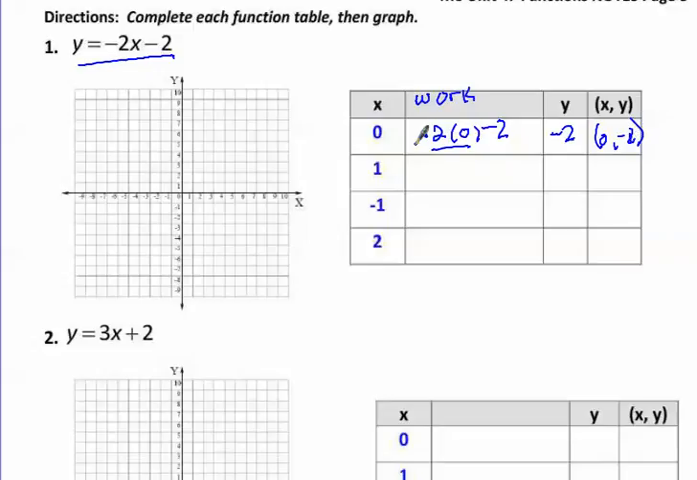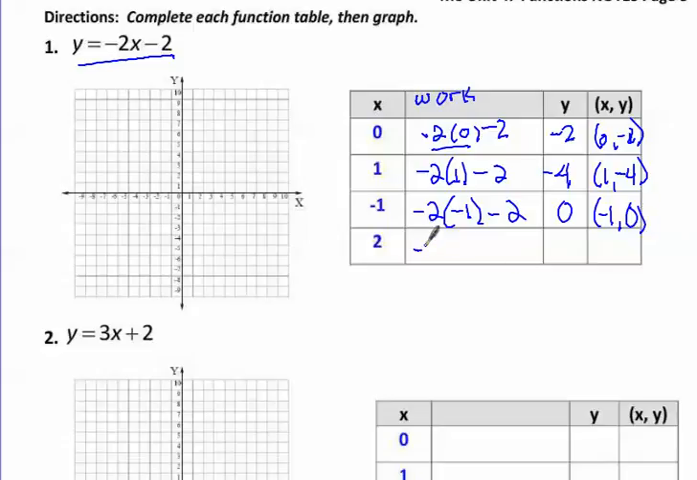I'm going to continue this process all the way down. Plug in 1. Negative 2 times 1 is negative 2. Minus 2 is negative 4. When my x value is 1, my y value is negative 4. Negative 2 times negative 1 is 2. 2 minus 2 is 0. So when my x value is negative 1, my y value is 0. Negative 2 times 2 is negative 4. Minus 2 is negative 6. My coordinate point is going to be 2, negative 6.